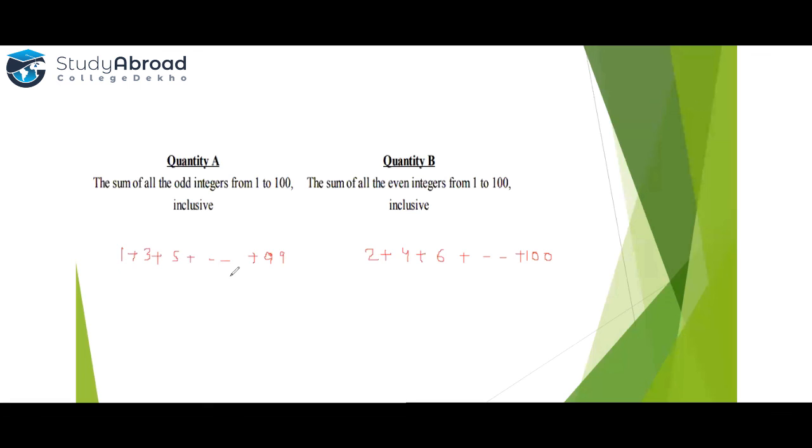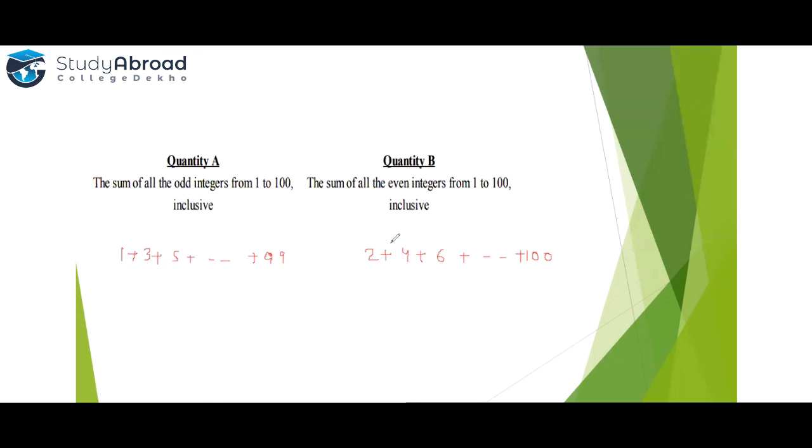That the number of terms in both the cases are same. From 1 to 100, there are 50 odd integers, and from 1 to 100, there are 50 even integers. Both of them are same, right? But you can see that there is an increment of 1 in each term in the second case.